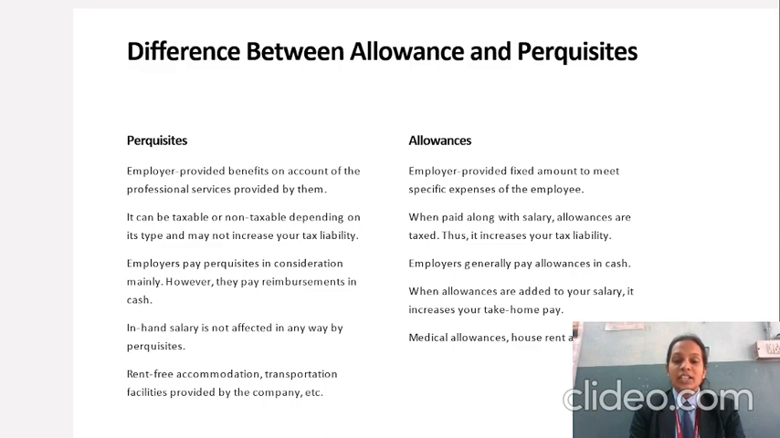Allowances are generally paid in cash, and employers pay perquisites mainly in kind. However, they may pay reimbursement in cash. Examples of perquisites are rent-free accommodation, transportation facilities provided by the company, etc. Examples of allowances are medical allowance and house rent allowance, etc.